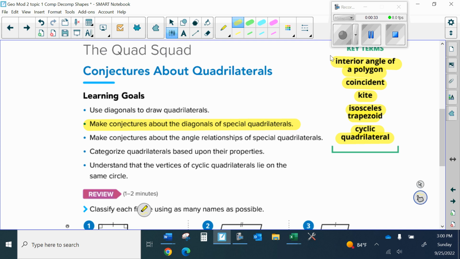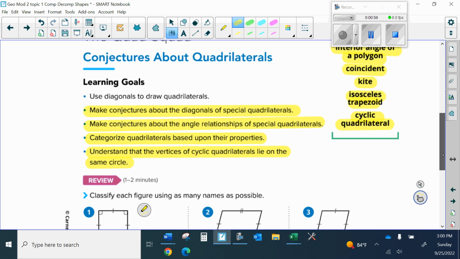Okay. We're going to make conjectures about the angle relationships of special quadrilaterals called inscribed quadrilaterals. Here they're called cyclic quadrilaterals. I'd never heard of that term before. Every other book calls them inscribed quadrilaterals, so just know that. We're going to categorize your quadrilaterals like we've been doing, based on their properties. And understand that the vertices of the inscribed quadrilateral are on the circle, just like an inscribed angle.